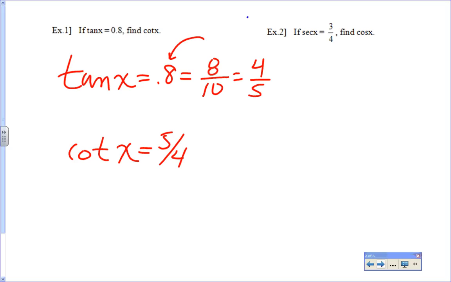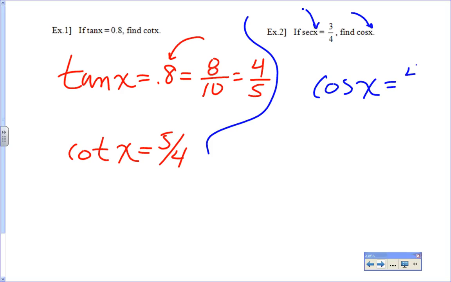All right, how about this one over here? We have to see if the reciprocals work. Secant of x is 3/4. Again, the angle is x, so we can talk about it. Are secant and cosine reciprocals of each other? Yes, they are. And so cosine of x would then be 4/3. Again, you notice that we're not concerned about what quadrant it is because these reciprocals will be positive in the same quadrants and negative in the same quadrants. So we're not too worried about that.